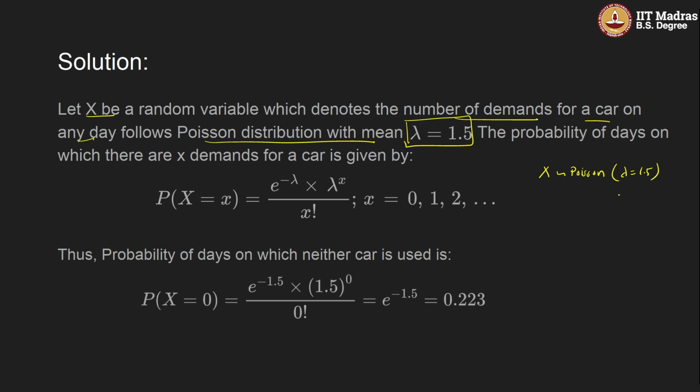Now we know the formula, or the PMF, for the Poisson distribution. It is e to the power minus lambda, lambda to the power x, divided by x factorial. Now what do we have to find? We have to find the probability of days on which neither car is used, which means the number of demands will be equal to 0. There is no demand. So we have to find the probability at x equal to 0. By using the PMF, we can calculate it, and it will be equal to 0.223.